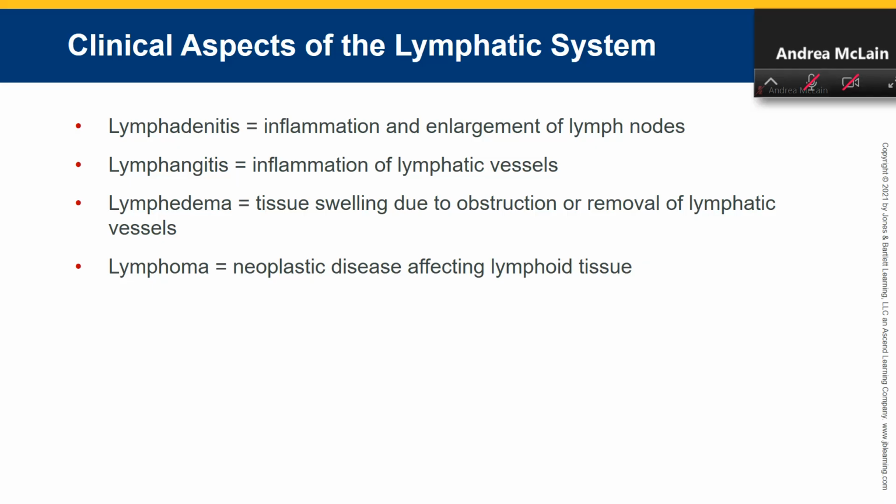So lymphadenitis is enlargement of the lymph nodes or inflammation of the lymph nodes. Lymphangitis is inflammation of the lymphatic vessels. Lymphedema is obviously tissue swelling at the site of a lymph, wherever the lymph is, or if there's a couple of places where you see it.